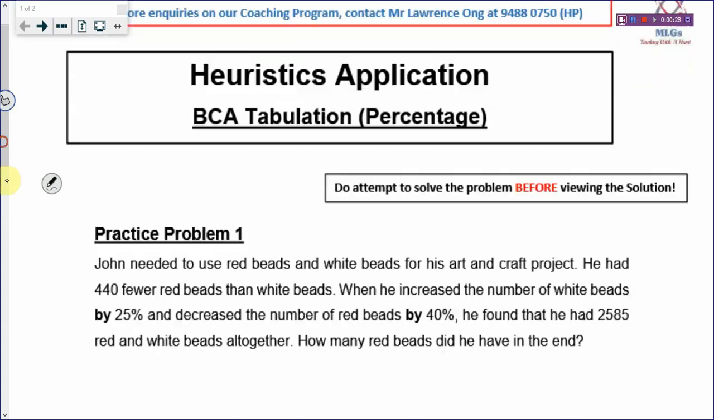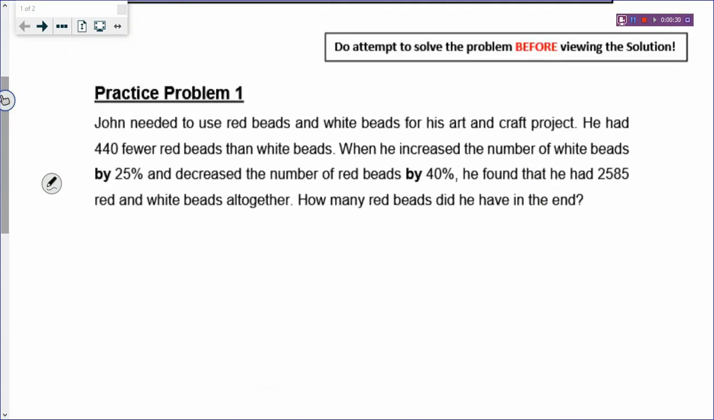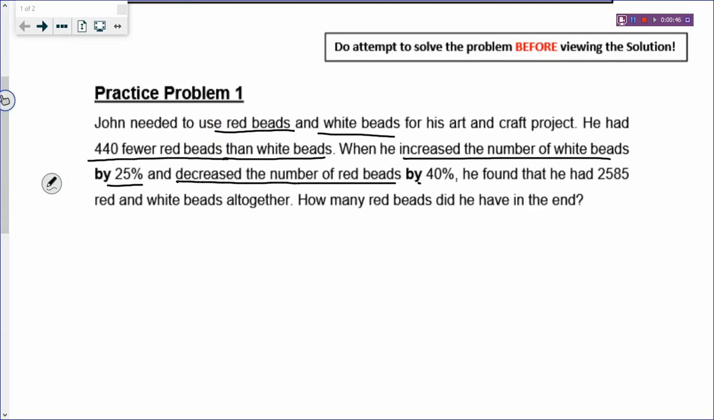Okay, so let's look at number one. John needed to use red beads and white beads for his Minecraft projects. He had 440 fewer red beads than white beads. When he increased the white beads by 25% and he decreased the red beads by 40%, he found that he had 2585 red and white beads altogether, which is the total left. So how many red beads did he have in the end?